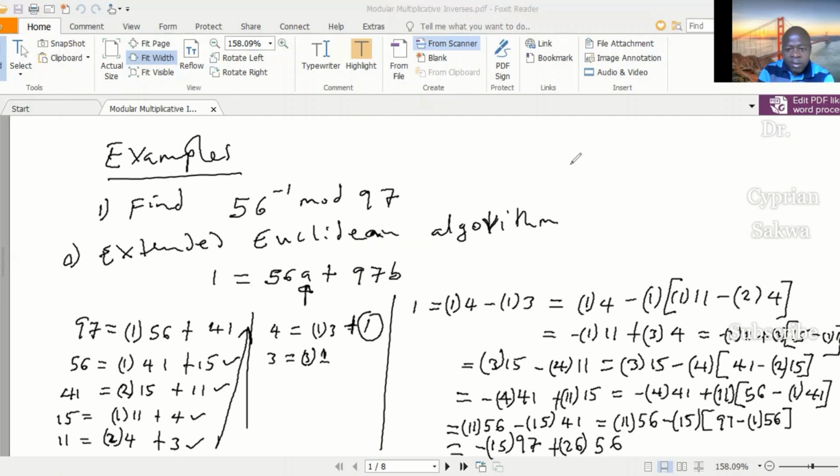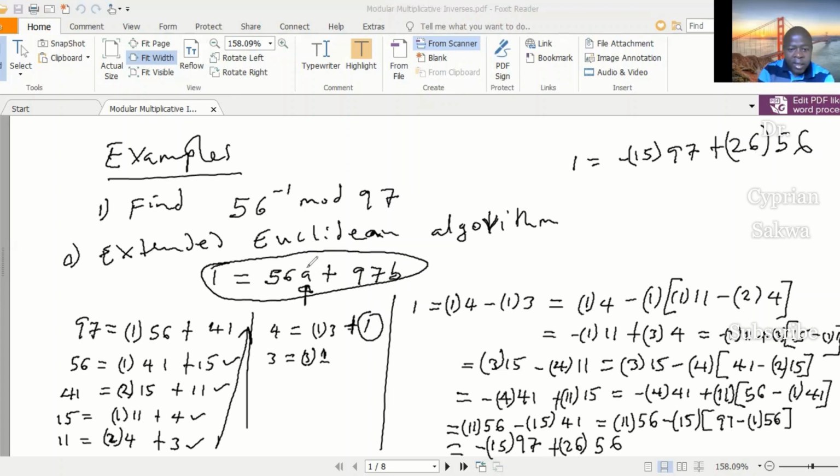What we have now is that 1 is equal to negative 15 multiplied by 97 plus 26 multiplied by 56. This is what we began to find. We wanted to write it in this form, and we said that when we write in this form, the A there, which is 26, will be the inverse of 56. Hence, 26 is the inverse of 56.